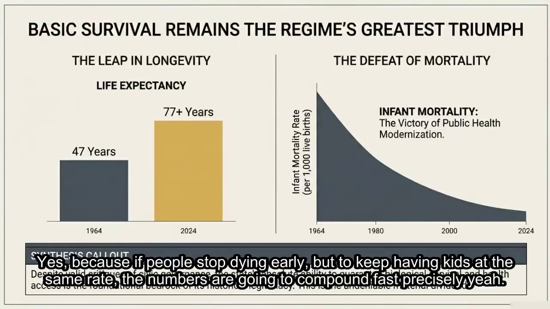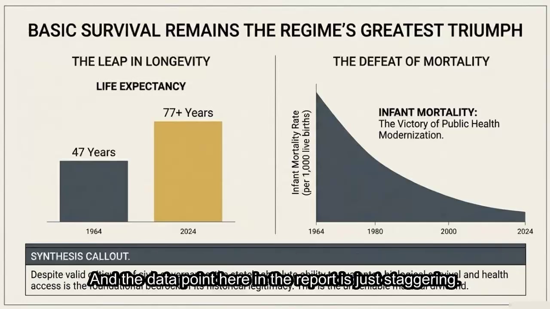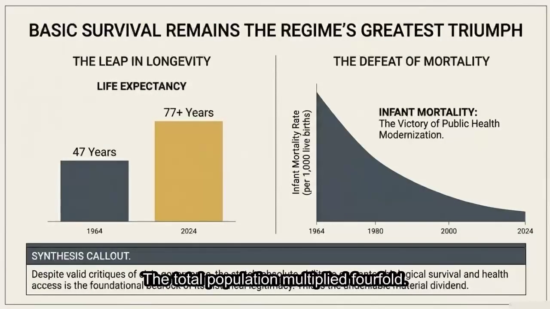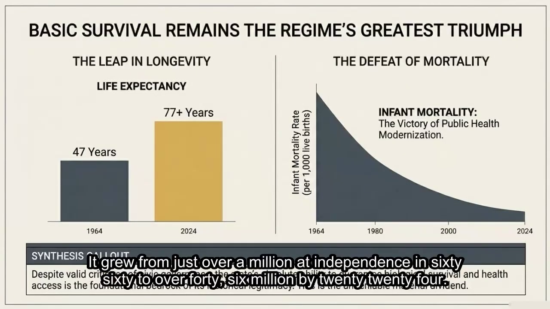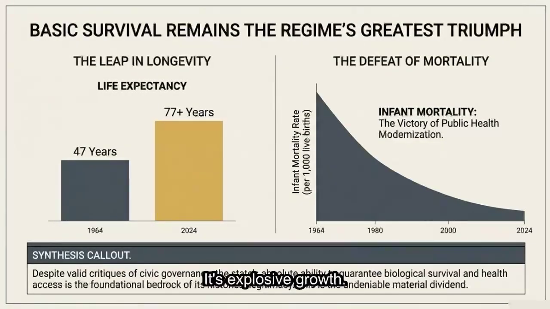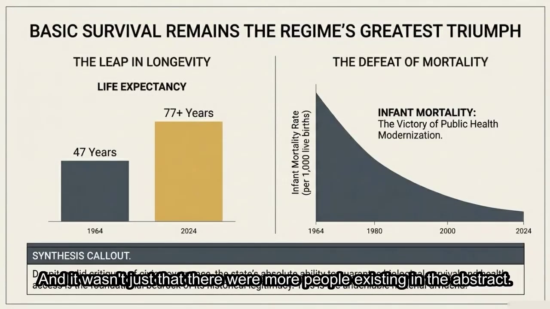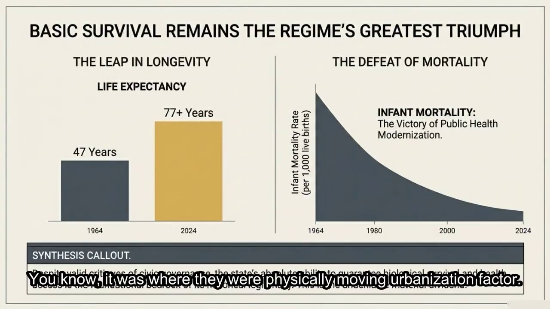The population boom. Yes. Because if people stop dying early, but keep having kids at the same rate, the numbers are going to compound fast. Precisely. And the data point here in the report is just staggering. The total population multiplied fourfold. It grew from just over 1 million at independence in 1963 to over 46 million by 2024. It's explosive growth. And it wasn't just that there were more people existing in the abstract. It was where they were physically moving.